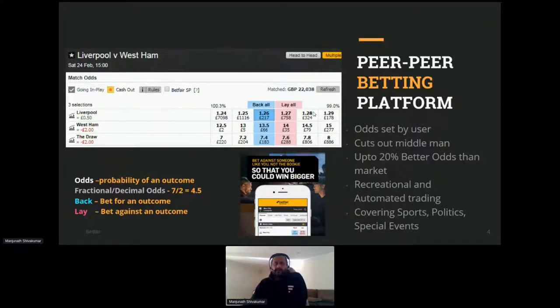And we offer recreational betting to people who are betting for fun. There's also a whole lot of customers that we have who take betting very seriously and have made it their profession by creating automated trading bots, either individually or as professional businesses, and trade huge amounts on the Betfair Exchange.